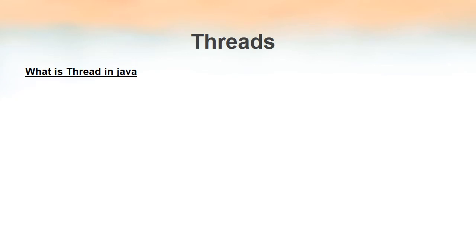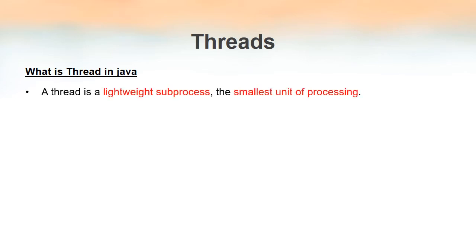From all the points that we have seen just now, we will define what is a thread in Java. A thread is actually a lightweight process or a lightweight sub-process. It is also defined as the smallest unit of processing. So this is the general definition of thread. If somebody asks you what is a thread or to define a thread, you have to define it like this: a thread is a lightweight sub-process and it is the smallest unit of processing. And it is also mentioned as a separate path of execution. Why is it said to be a separate path of execution? We will see that.